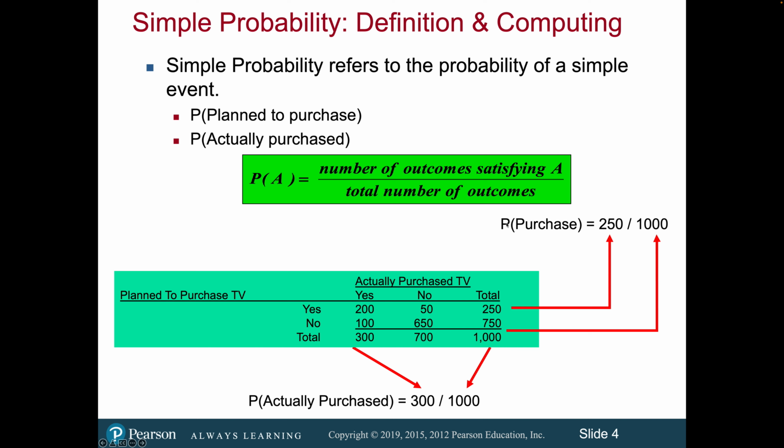No, I'm sorry, probability of, okay, let me get this. So planning to purchase would be 250 people out of 1,000 plan to purchase. So the probability of planning to purchase would be 250 out of 1,000. Now, actually purchasing, we would shift gears and look at the columns because that's where actually purchased, yes or no, occurs. So we see that 300 people actually have purchased out of the 1,000. So the probability of that simple event would be 300 out of 1,000.